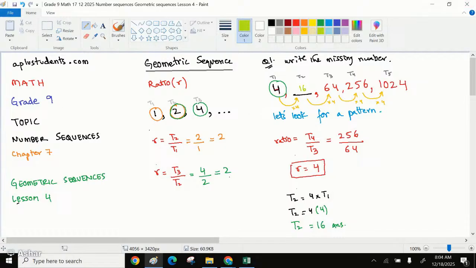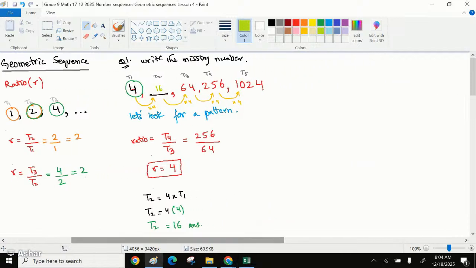Let's go back. Let's see if we can find more examples. Okay, let's go to the next question. Just keep in mind that we can find the ratio between any two given terms. Okay, let's do question number 2.